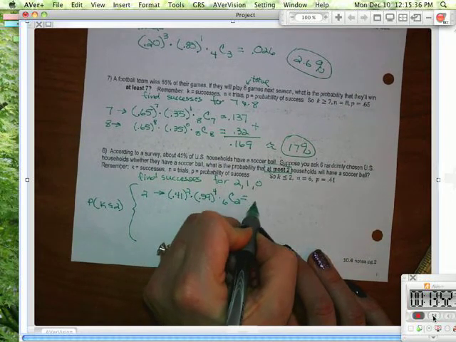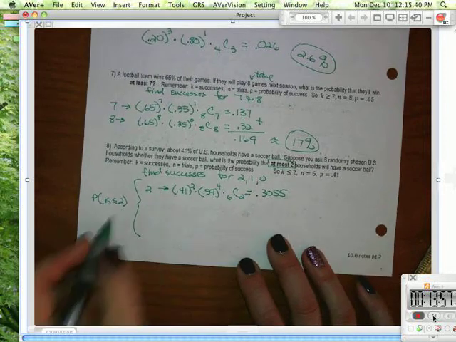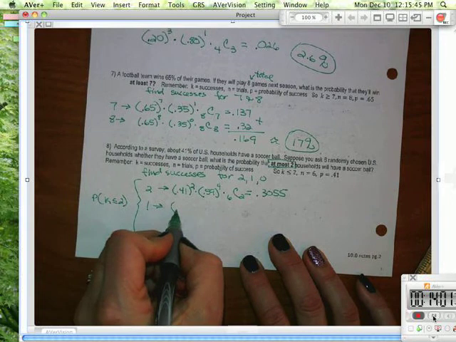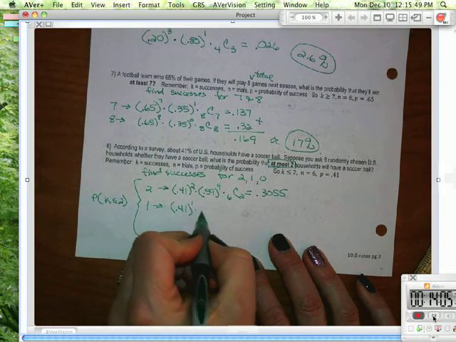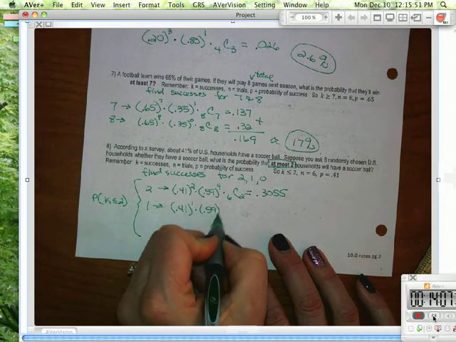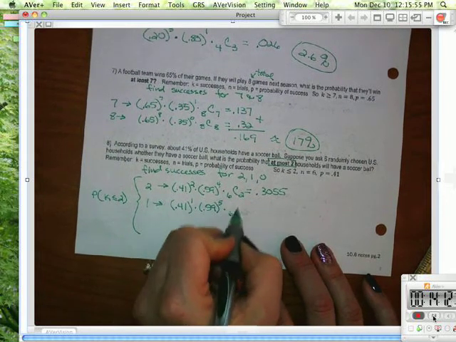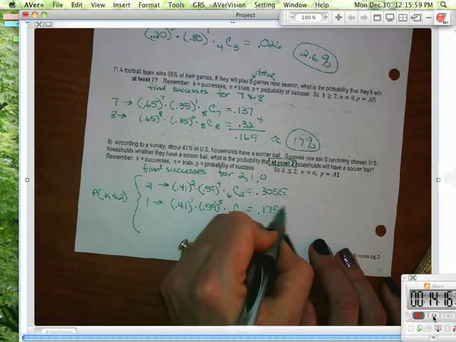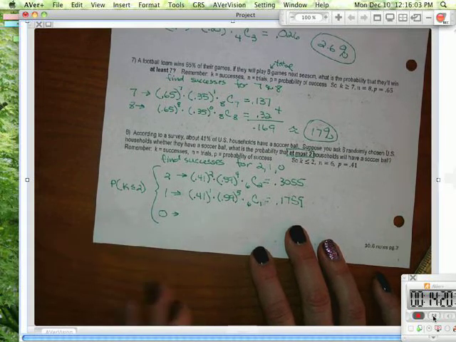And that's 0.3055. Now let's look at if just 1 household has a soccer ball. So only 1 of them has a soccer ball, which means that 5 of them do not. And I want 6, choose only 1. And that's 0.1759.